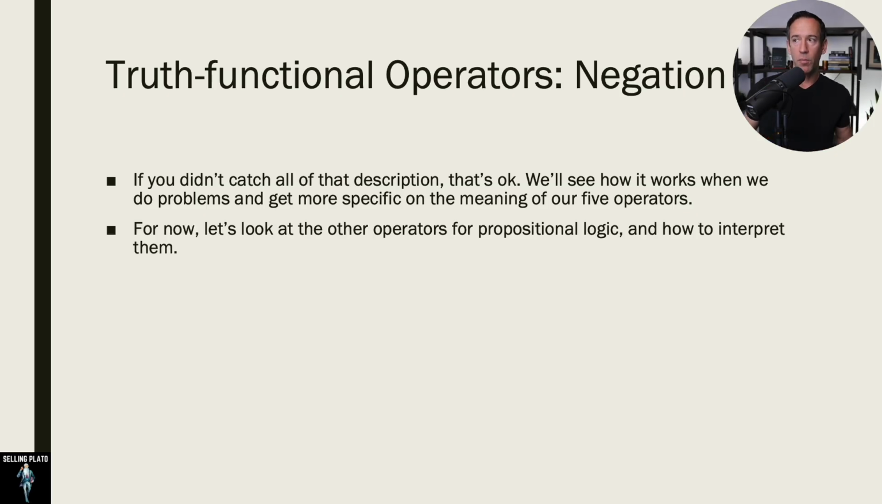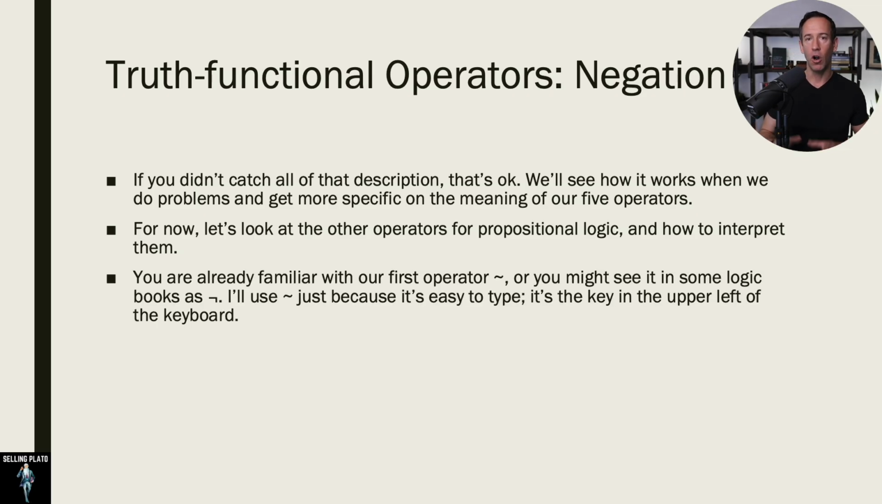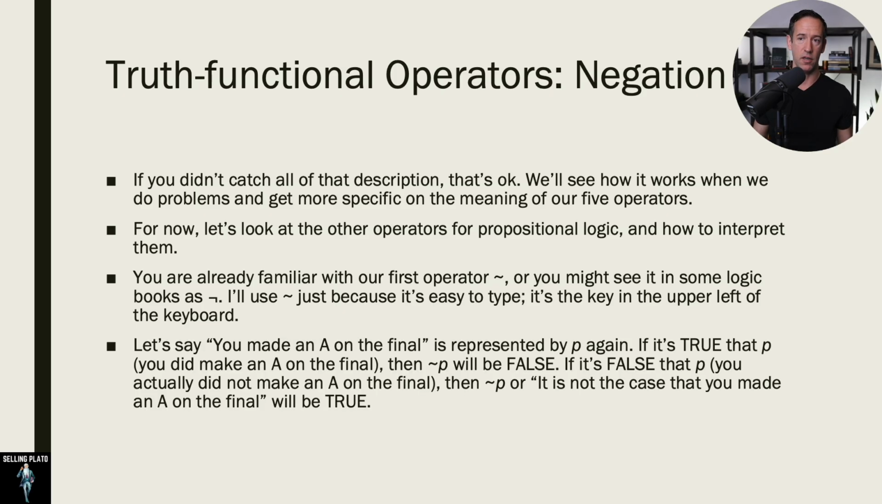For now, let's look at other operators for propositional logic. We looked at negation and a few things, and we're going to look at how to interpret them. You're already familiar with our first operator, that squiggly line, the tilde. It's for negation. You might see it in some logic books as that other symbol there. I'm going to use the tilde just because it's easy to type. It's the key in the upper left of the keyboard, so you don't have to have some special symbol. Shift and that character, and you're set. You can write negation in logic.